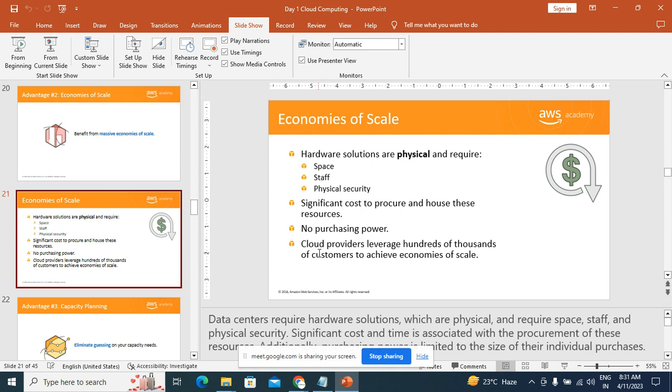So again, cloud providers leverage hundreds of thousands of customers to achieve economies of scale. As you know, this cloud computing business is not limited to only Hyderabad, or only Telangana, or only India. This cloud business is happening all over the world. So this is a global business. Even the extra servers which Amazon puts up for rent when they're free can be handled from throughout the world.